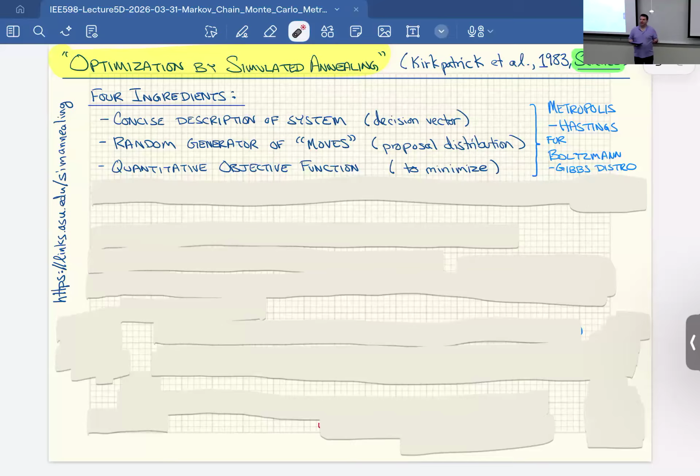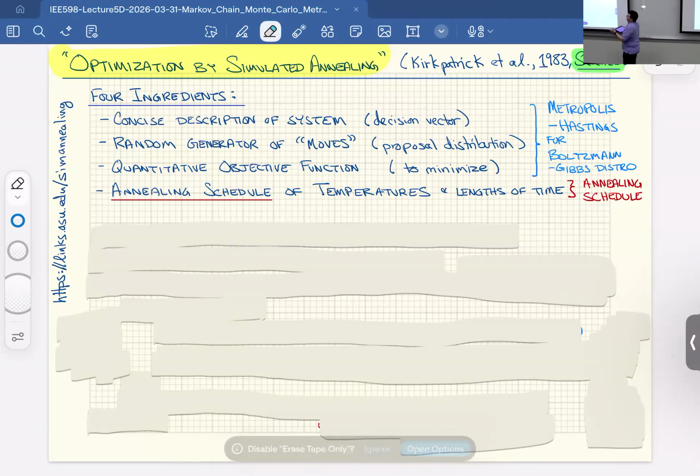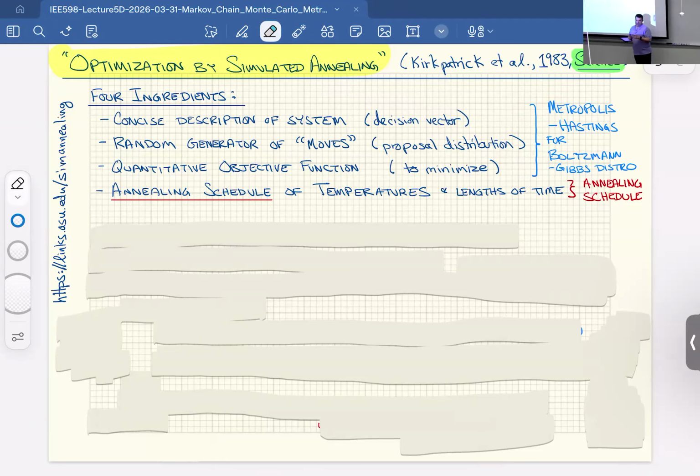So something that we can translate into an energy defined over all of our decision variable or decision vector configurations. So all of that is basically what we just need for Metropolis Hastings for a Boltzmann Gibbs sample. Then what we add into it for simulated annealing is an annealing schedule of temperatures and lengths of time.